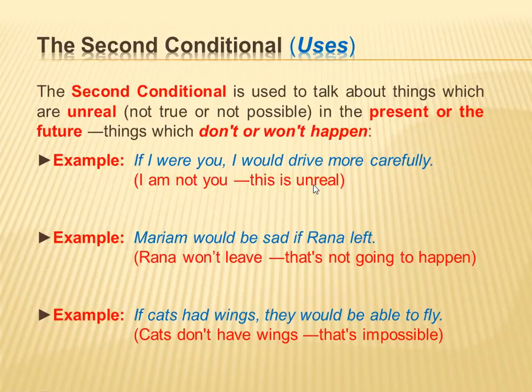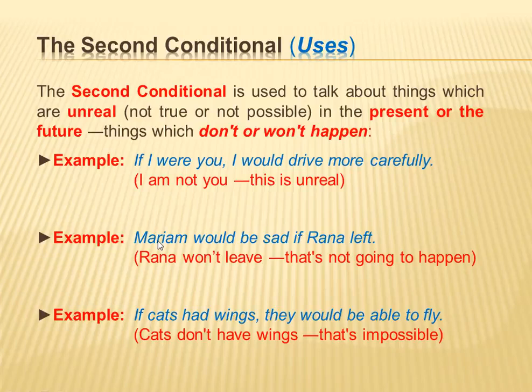For example number 2, Mariam would be sad if Rana left. Rana won't leave. That is not going to happen. It means Rana loves Mariam very much and he would not leave her.